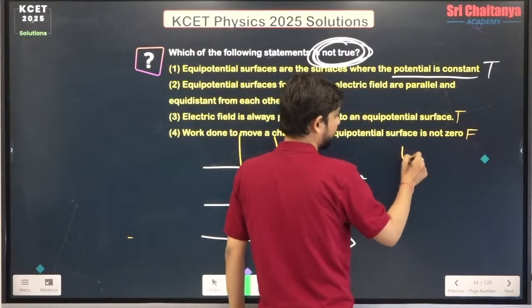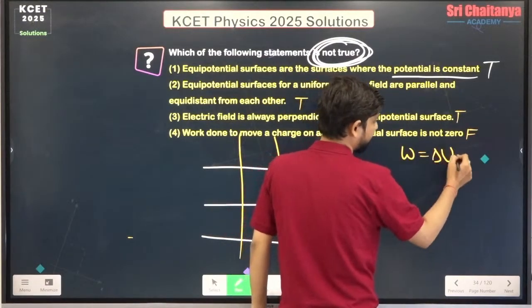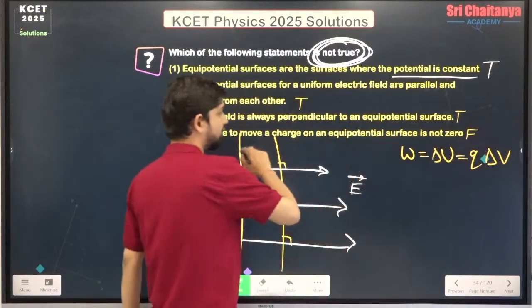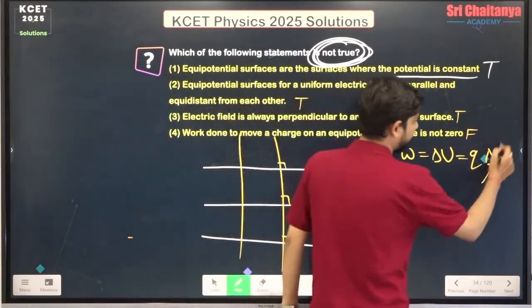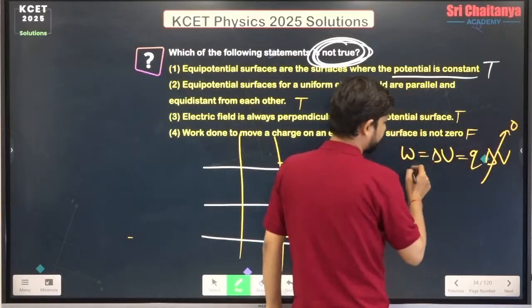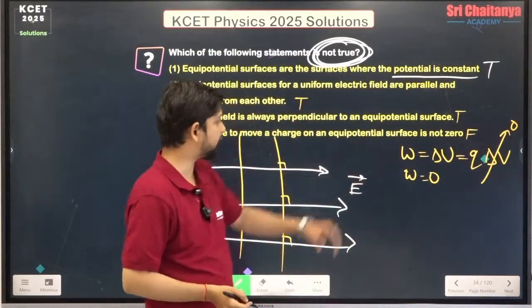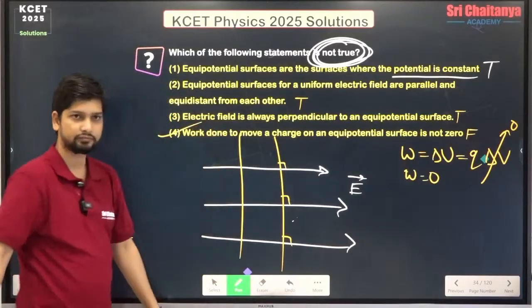Why is it zero? Because we know that work done is the change in potential energy, and the change in potential energy is q delta V. As we are moving on the equipotential surface, delta V is going to be 0. If delta V is 0, work done should also be 0. So this statement is false and this is our correct answer.